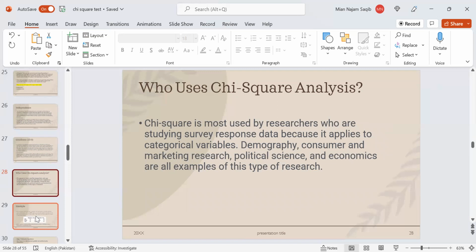Who basically uses chi-square analysis? Chi-square is mostly used by researchers who are studying survey response data because it applies to categorical variables. Demography, consumer and marketing research, political science, and economics are all examples of this type of research.